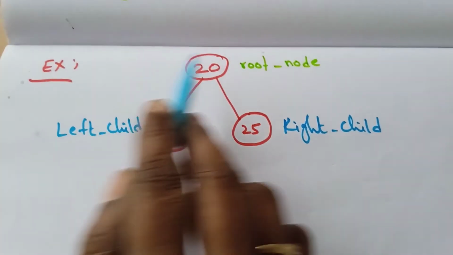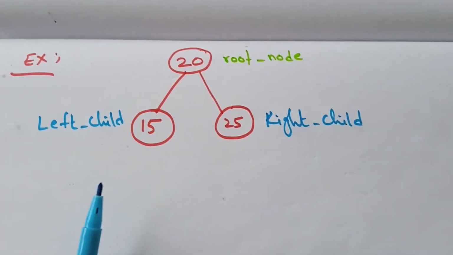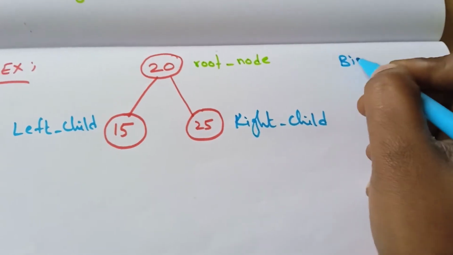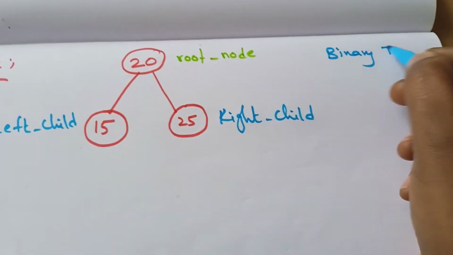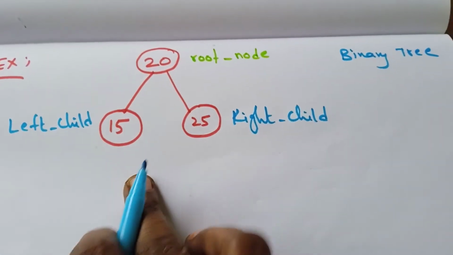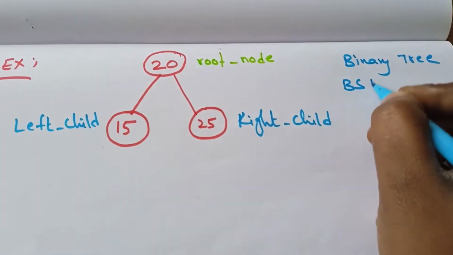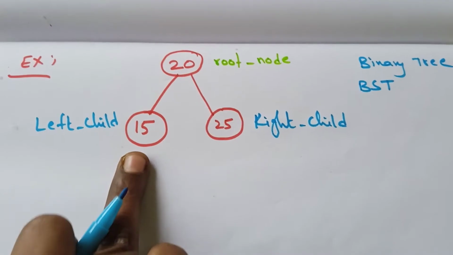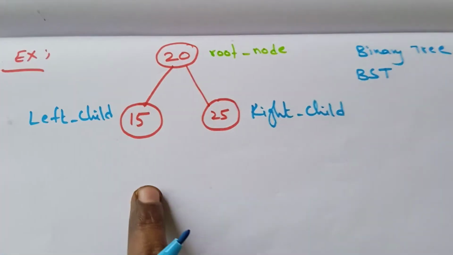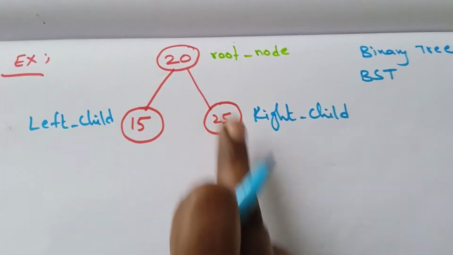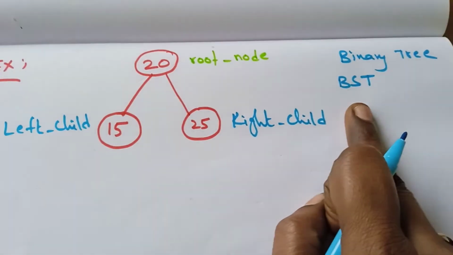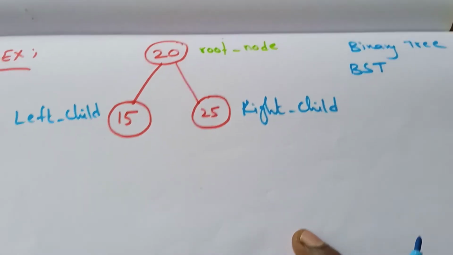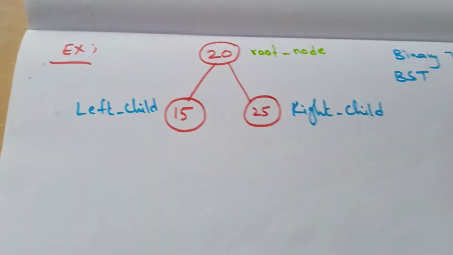Now look at this tree of three nodes. This tree of three nodes can be called a binary tree because it has at most two children. And it is also called a binary search tree because the left child is lesser than the root node and the right child is greater than the root node. Hence it is a binary search tree. Now let's see some examples.